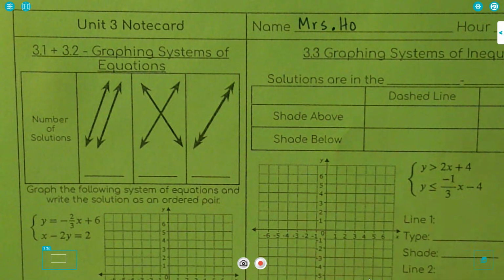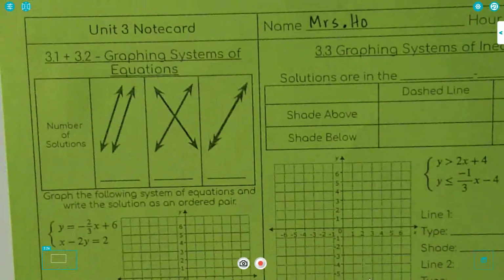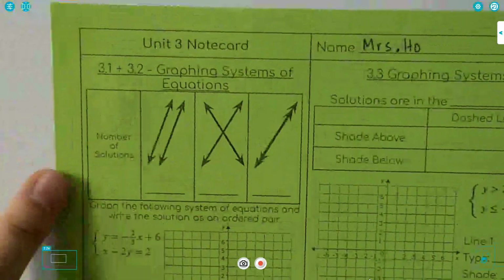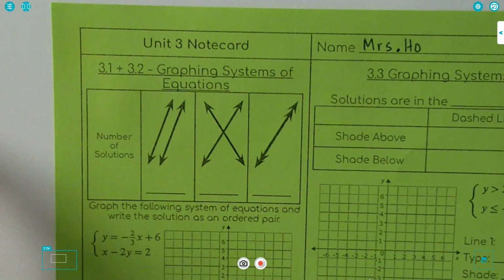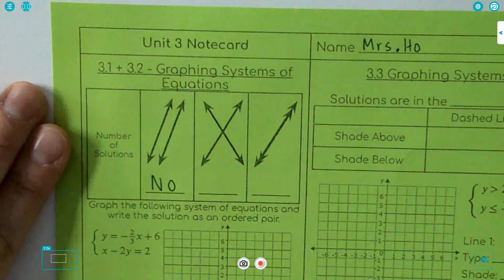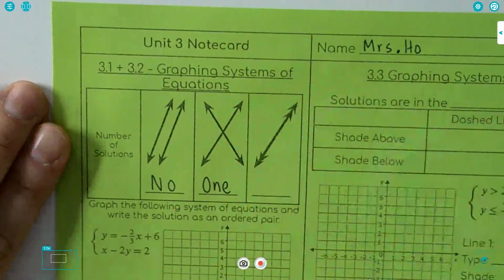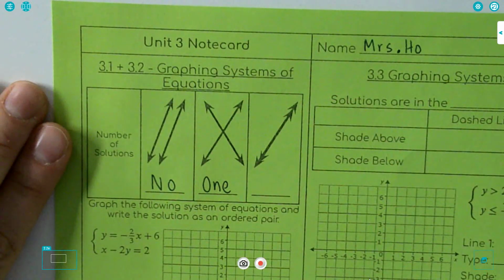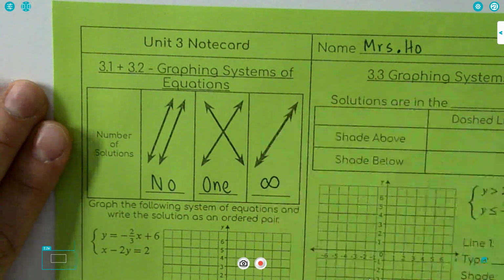Okay, so Unit 3 is basically split up into 3 things plus the inequalities. So graphing, substitution, elimination. So let's talk about graphing first. When we are looking at a graph, if our 2 lines do not cross at all, there is no solutions. If our 2 lines cross 1 time, there is 1 solution. And if our 2 lines are the same line on top of each other, there is an infinite number of solutions.